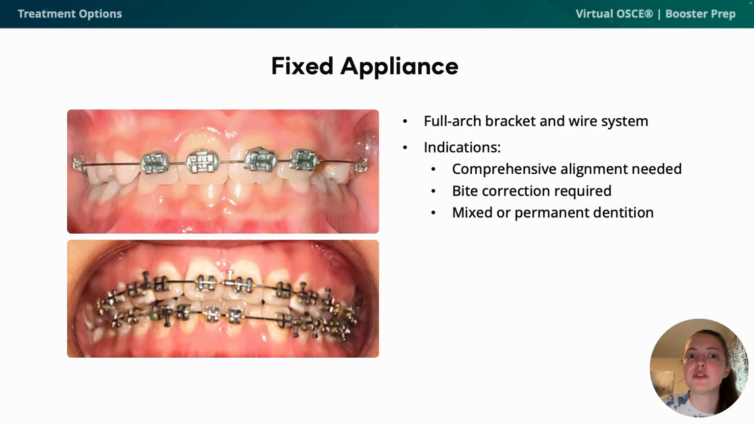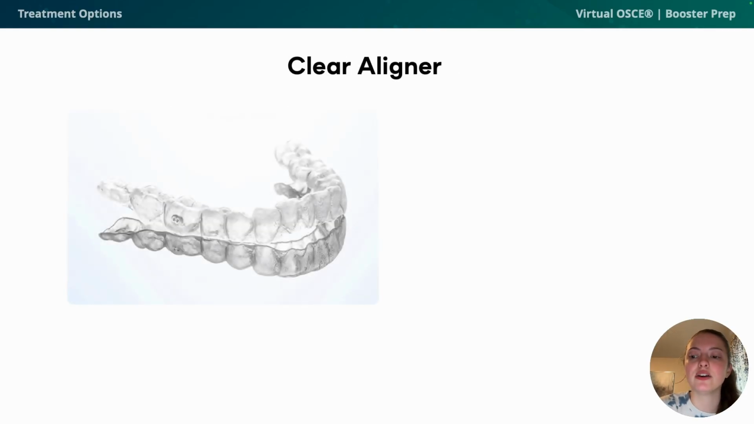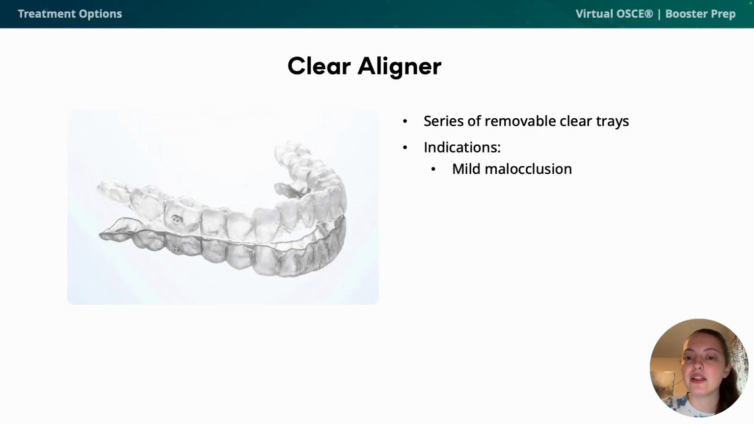And another great option for similar issues is clear aligners. These are very popular nowadays and are a series of removable clear trays that are custom made to the patient. Each tray programs in a slight amount of tooth movement, and as the patient advances through their set of trays, the teeth will become aligned. Now, for the sake of the exam, you can say these are indicated for mild malocclusions, but aligner therapy is capable of a lot more than it used to be. You can use these to fix some pretty crazy things nowadays.